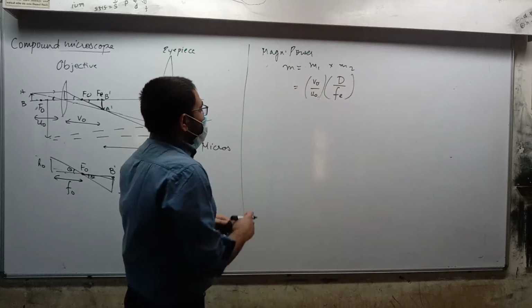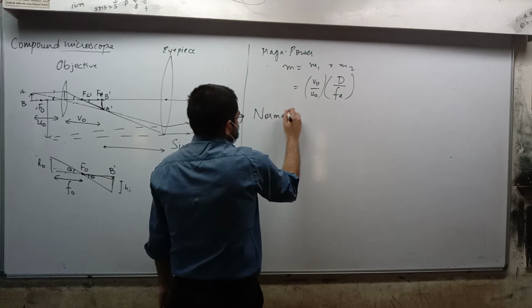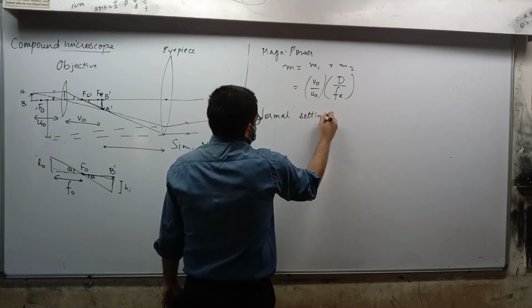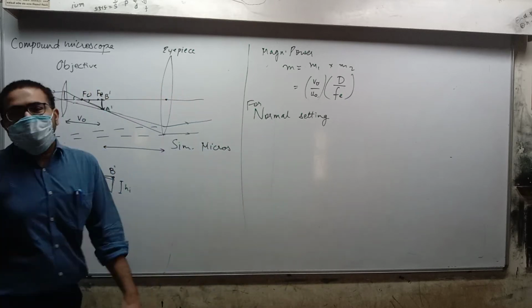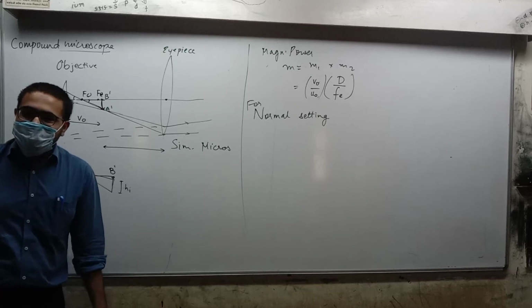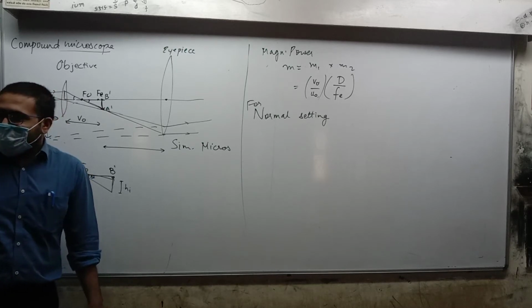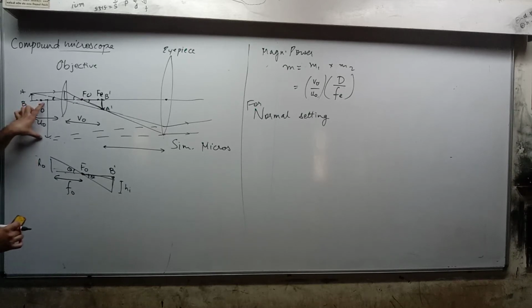But we have a special formula which is for normal setting, or normal adjustment. That is, once again, where is the final image? For normal adjustment, where should the final image be? At infinity. Right? So this final image has to be at infinity.